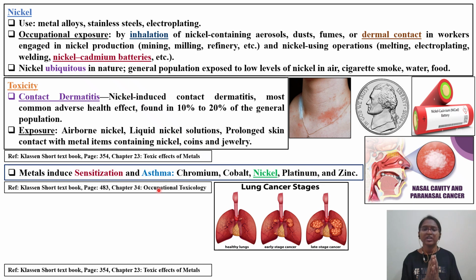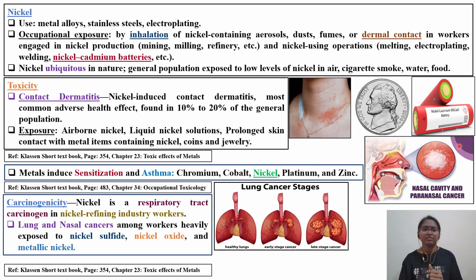Apart from nickel, other metals are there, like chromium, cobalt, platinum, and zinc. So read chapter 34 under occupational toxicology, how nickel is causing sensitization and asthma. Then, under the toxic effects of metals, nickel on chronic exposure at high doses is causing cancer. Two types of cancer it is causing. One is nasal cancer. Another is lung cancer. Nickel is a respiratory tract carcinogen.